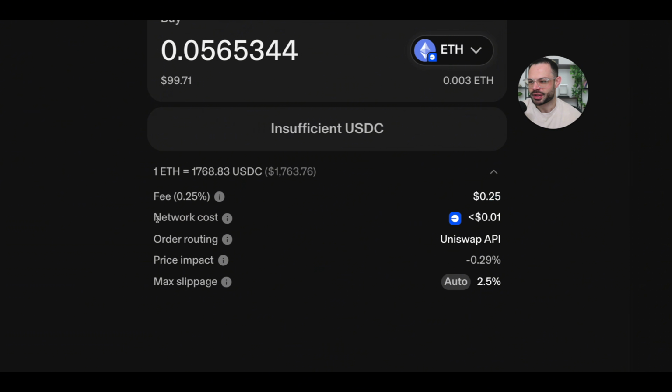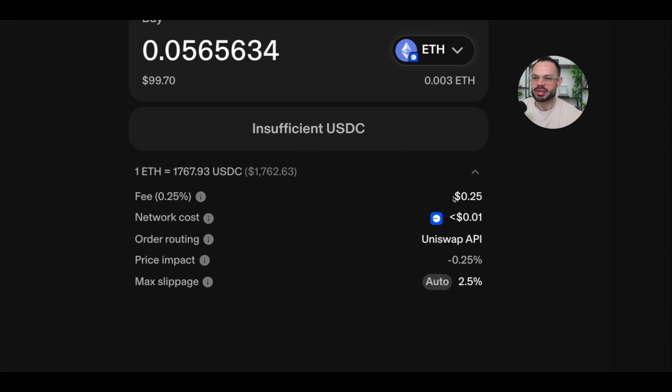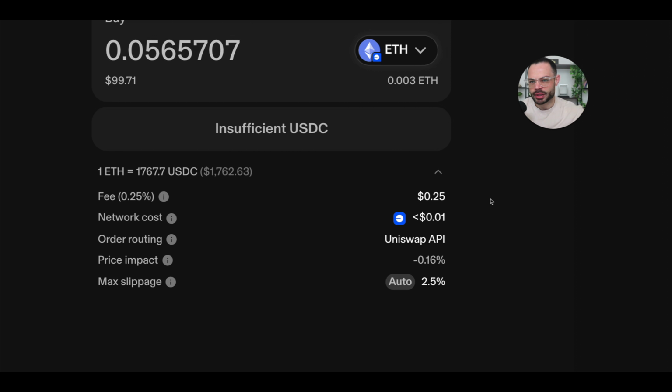The other cost or fee that they have to pay is the network cost. The gas fee for executing the transaction on the Base network is around 1 cent. So we know Base, as a layer 2 scaling solution for Ethereum, is much more cost efficient for executing swaps and trades, hence this network cost being extremely low. But this fee, this is really what I'm interested in to explain the premise of what we're doing as liquidity providers, because this 25 cents fee is what gets paid out to the liquidity providers who are providing liquidity for this specific trading pair on Uniswap on the Base network for USDC to Ethereum.